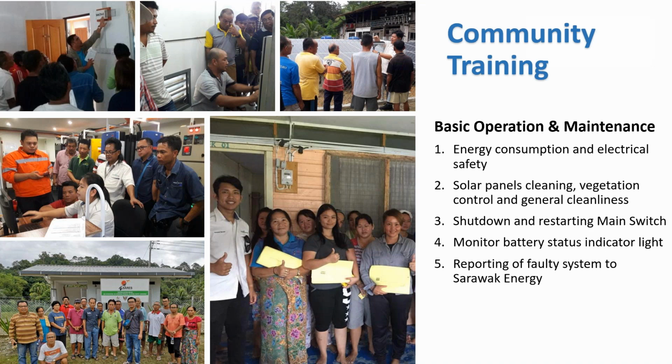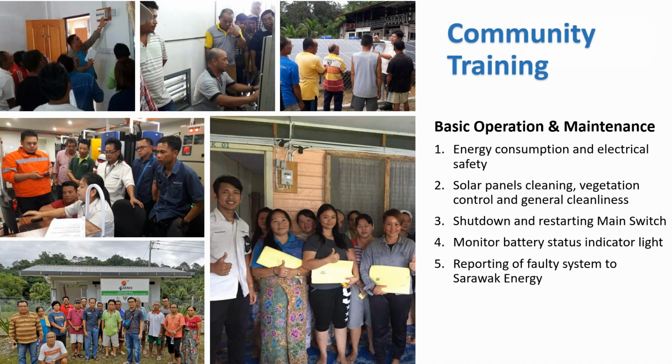Number one, we arrange for the villagers, together with us, to attend a training. The first part is to ensure that the villagers understand electrical safety as well as energy consumption. And number two, basic training on the cleaning, vegetation, and general cleanliness of the solar system. This is to ensure that the system will last and be sustained.